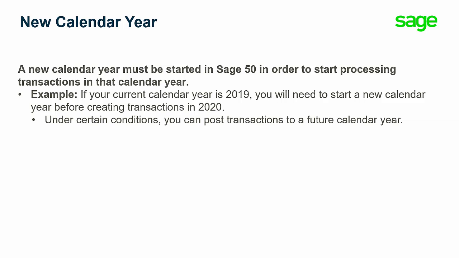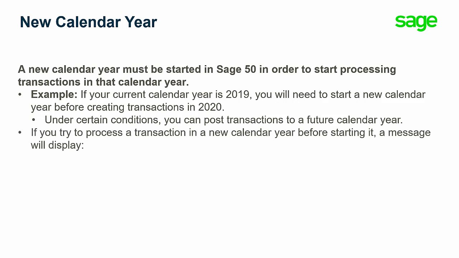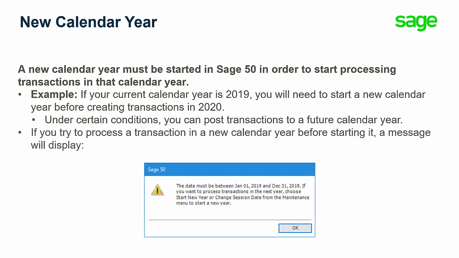Under certain conditions, you can post transactions to a future calendar year. If you try to process a transaction in a new calendar year before starting it, a message similar to this one will appear.